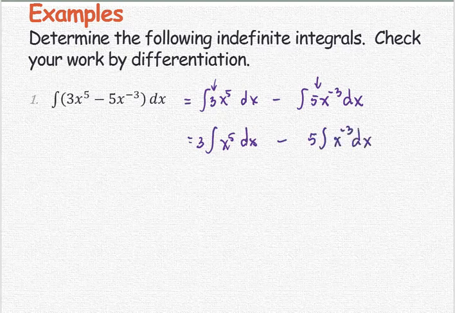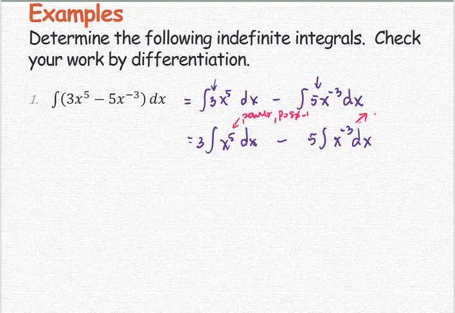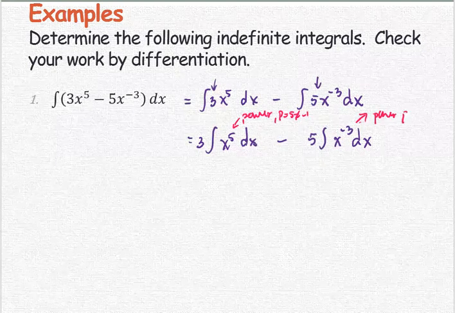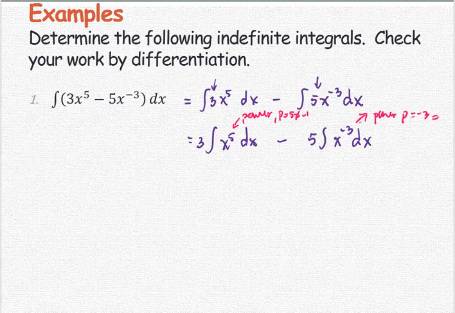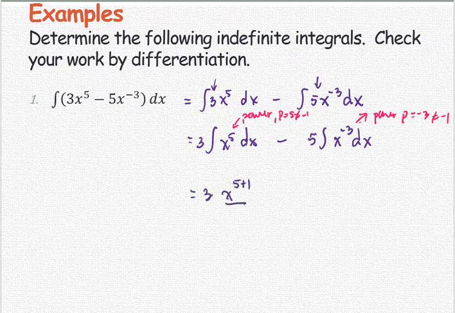And both of them are power functions. Power p equals 5, not equal to negative 1. And the second term, the power p equals negative 3, which is not negative 1. So we can apply the power rule. And the power rule is the power added by 1, and the power plus 1 is the denominator.